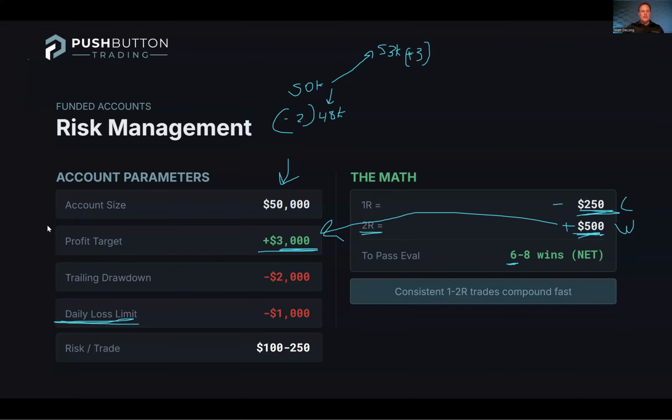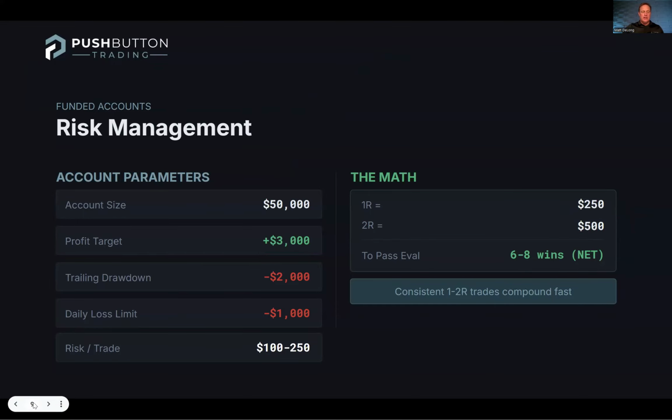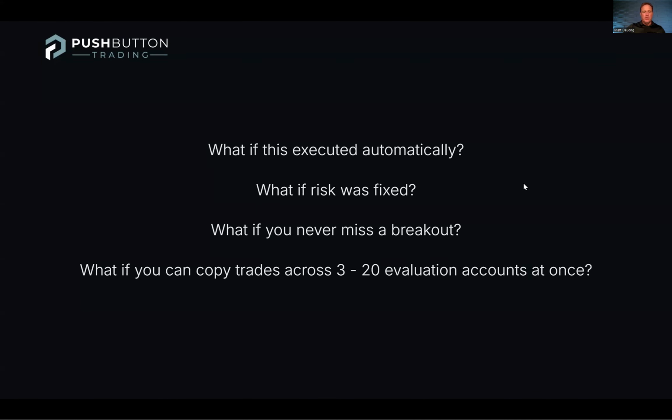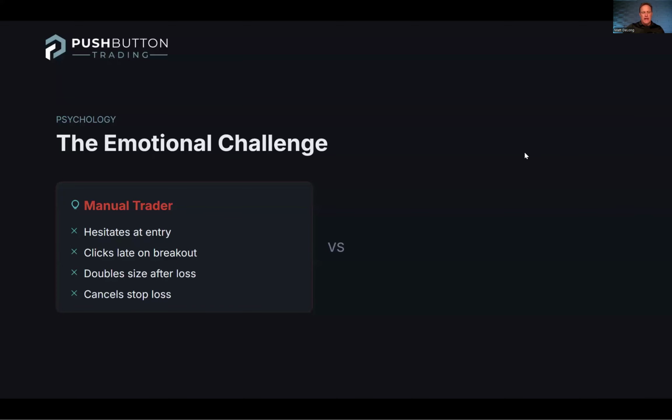But again, what is the challenge with all this, ladies and gentlemen? Well, the challenge is people are very, very emotional, right? So there's that emotional challenge where you're going to hesitate, you're going to click on leg. Maybe you put an order in way too late. Maybe you double your size. Anyone ever done that after losing? Or you make the terrible, most of the time fatal mistake of canceling a stop loss because you feel like it's the only way to stay in the game.